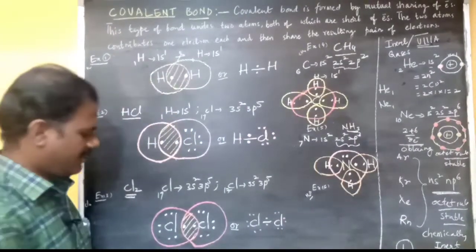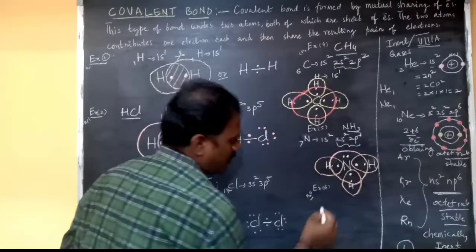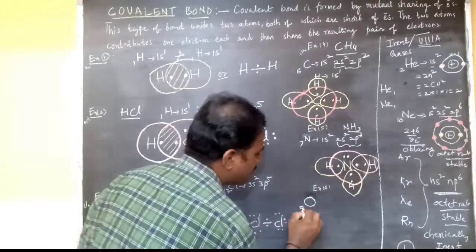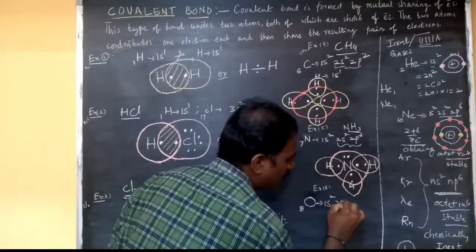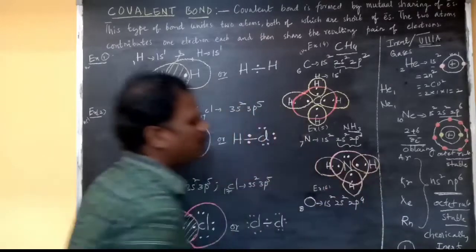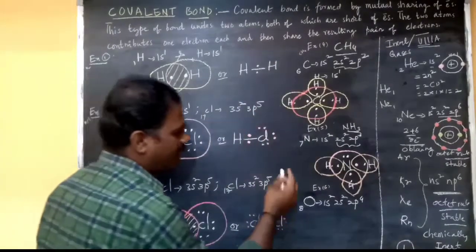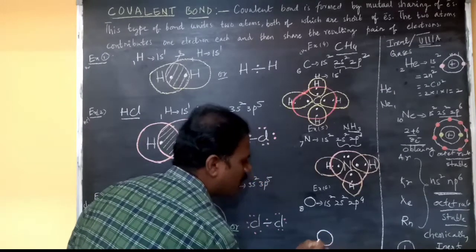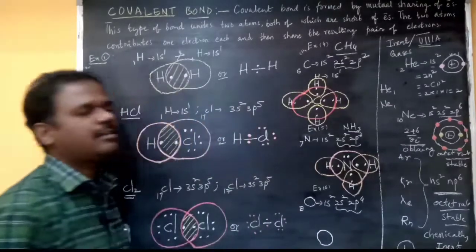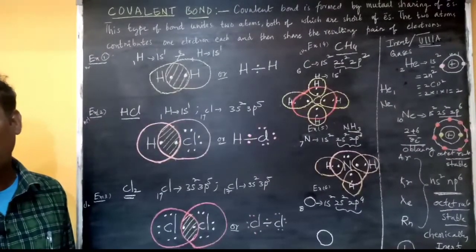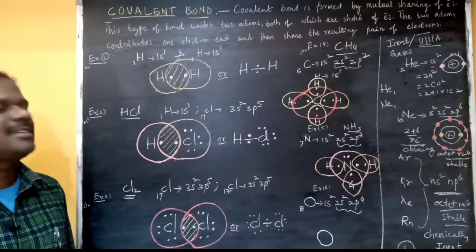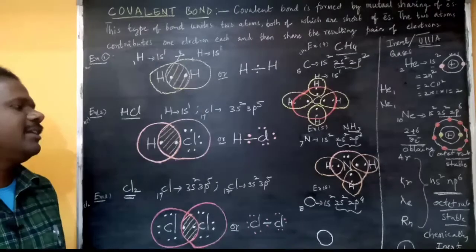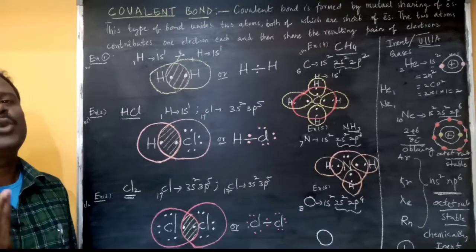Then for example H2O. In this H2O we have oxygen, that is 1s2, 2s2, 2p4, and hydrogen is 1s1. The total number of valence electrons in oxygen, 2s2 2p4, is 2 plus 4, equal to 6. So oxygen has a tendency to get 2 more electrons to obey the octet rule. To obey the octet rule, 6 electrons need 2 more electrons.